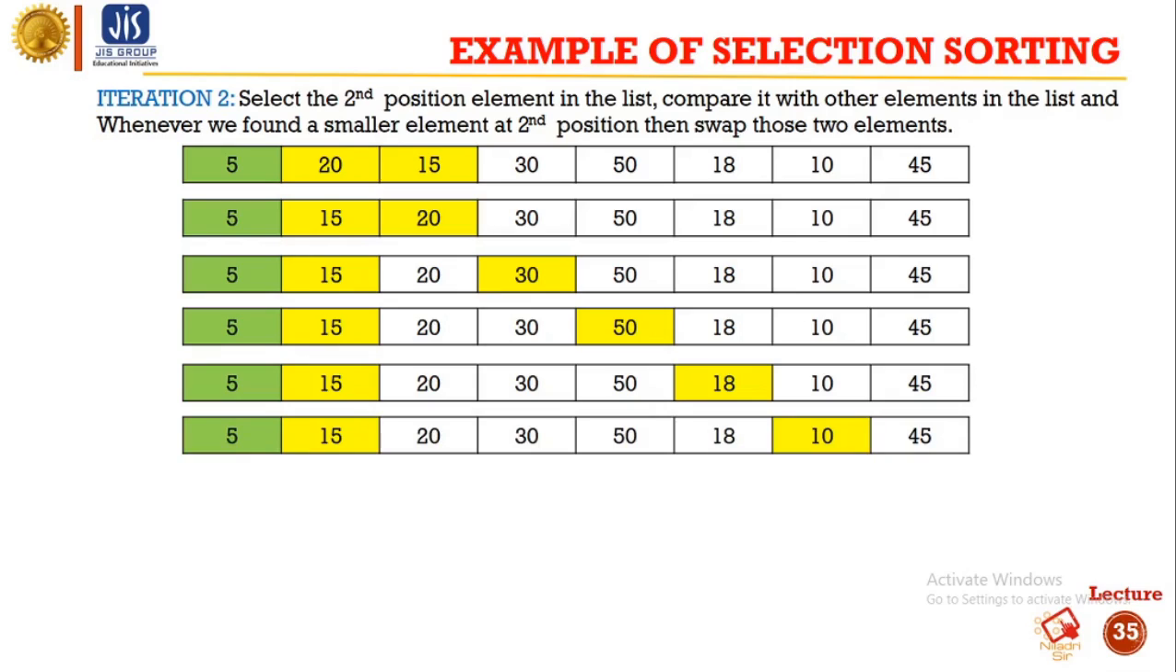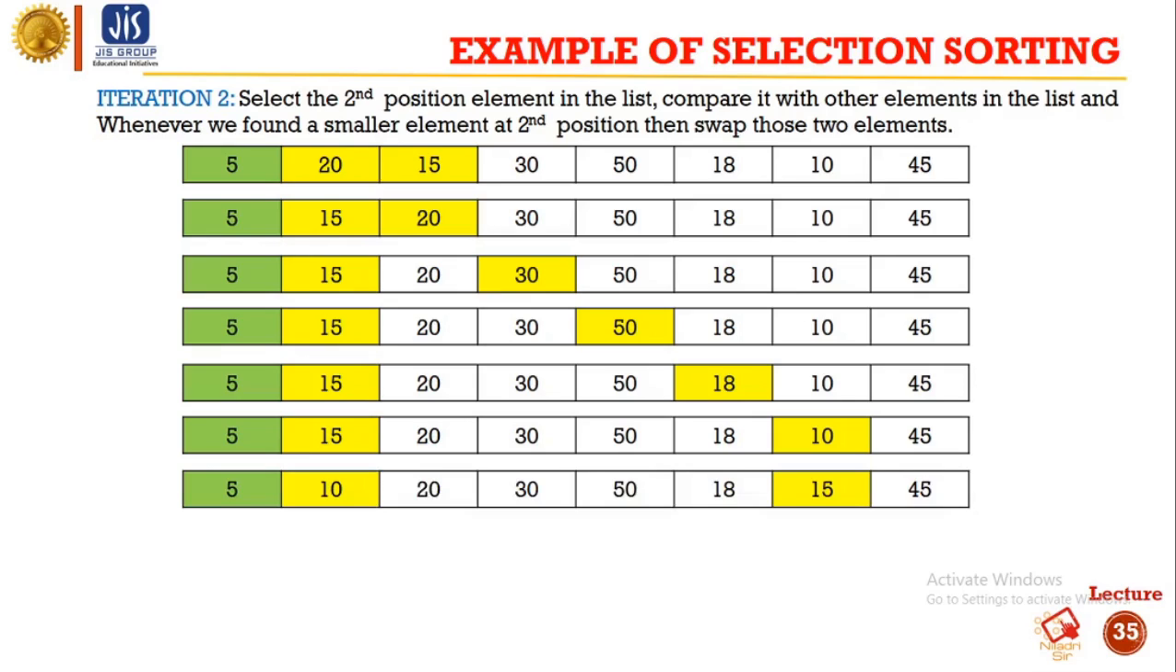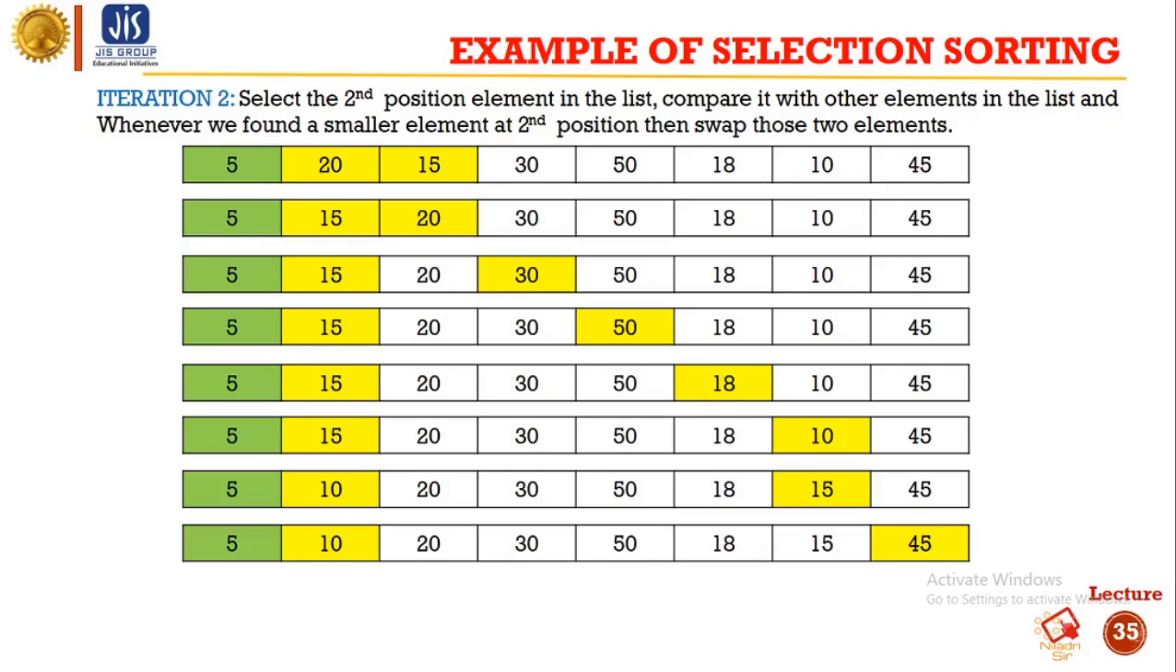Next, 15 will be checked with 10. As we can see, there will be a swapping because 10 is smaller than 15. We have swapped it, so 10 is now at position 2. Now we'll check whether 10 is greater than or less than 45. As 10 is smaller than 45, there is no change. So this is the end of iteration 2.